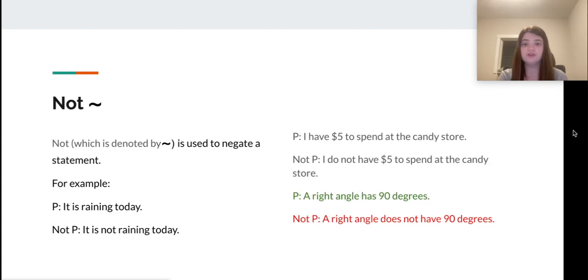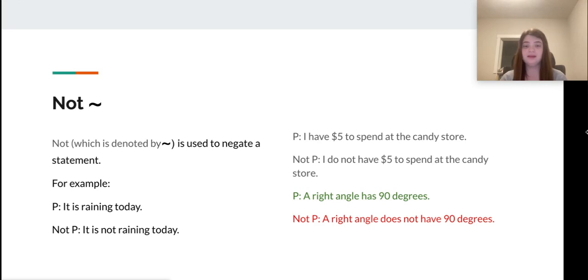Okay, let's move on to the not symbol. Not is denoted by this little squiggly line here, and not is used to negate a statement. We're going to need to learn what not is in order to get into inverse and also contrapositive, which are the next two that I want to discuss here. So here's an example. Let's say that P is it's raining today. Not P would be it is not raining today.